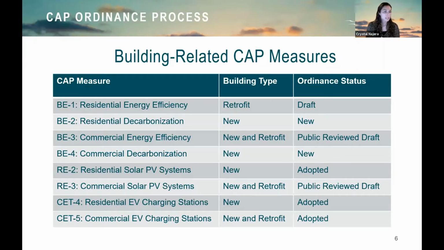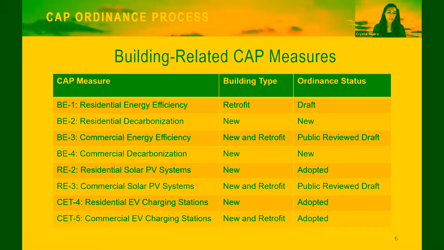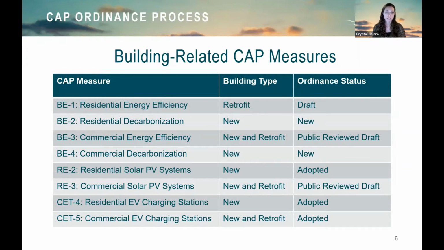The last two, CET4 and CET5, are related to EV charging for residential and commercial. For residential, it would just be new residential, and then for commercial, it's new and retrofit. And both of these have been adopted and have been in place since last January. So they've been in place for about a year.